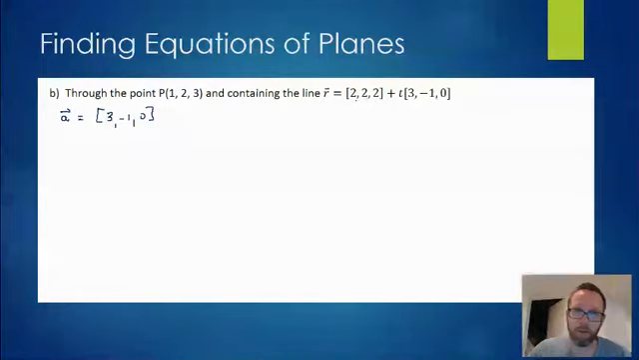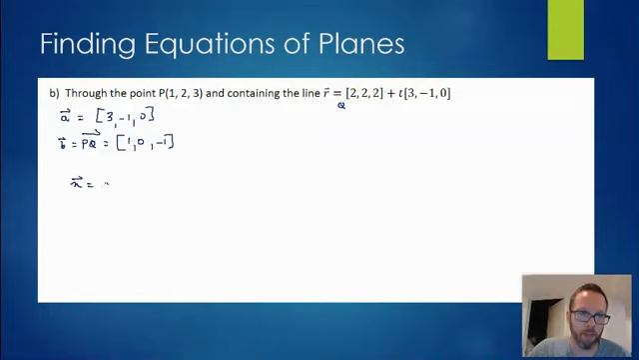Our second direction vector can come from the two points we have. We have that (1, 2, 3) is in the plane, but also (2, 2, 2) is in the plane. Maybe I'll just call that Q. A second direction vector could be the vector PQ. So 2 - 1 is 1, 2 - 2 is 0, 2 - 3 is -1, just subtracting the components. Now that we have two direction vectors, we can find the cross product between them.